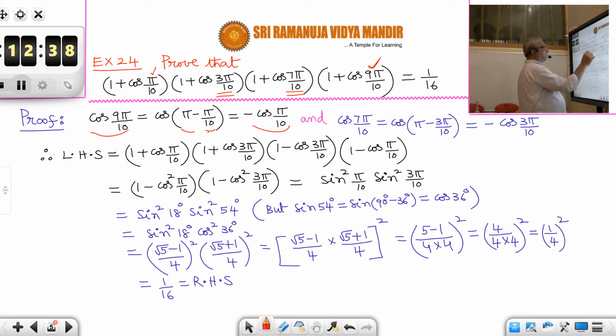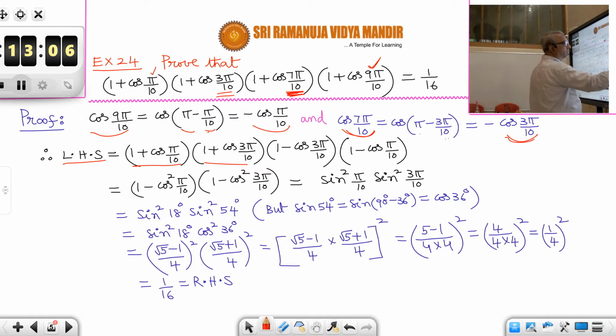And the third factor, this one, cos 7 pi by 10. How do I write it? Cos of pi minus 3 pi by 10. Cos of 180 minus theta is minus cos 3 pi by 10. So substitute these values in the left hand side. Take the left hand side. First bracket no change, second bracket no change. But in the third bracket, cos 7 pi by 10 is minus cos 3 pi by 10. So that is what I have written here, minus cos 3 pi by 10.